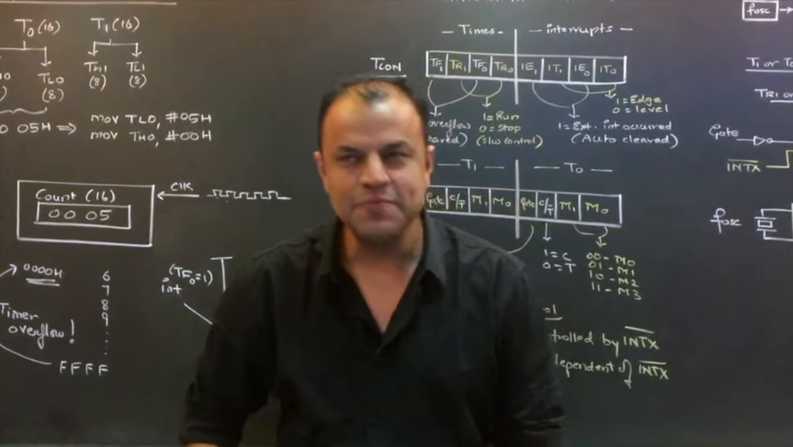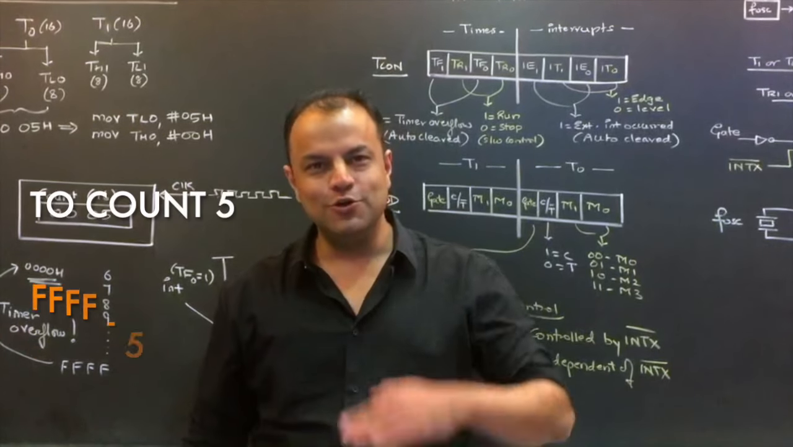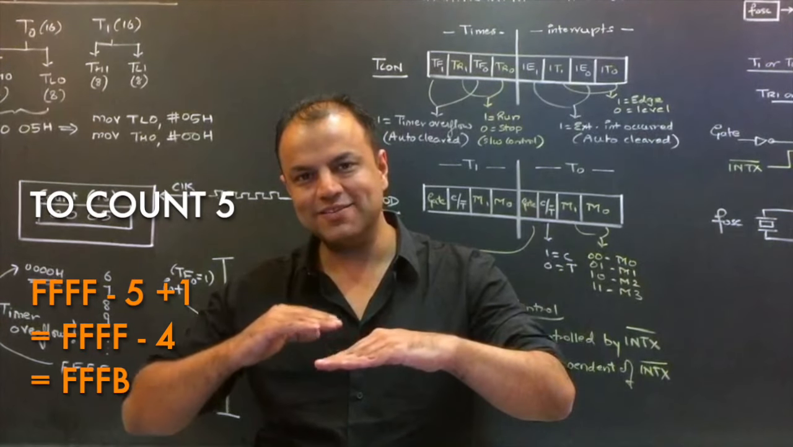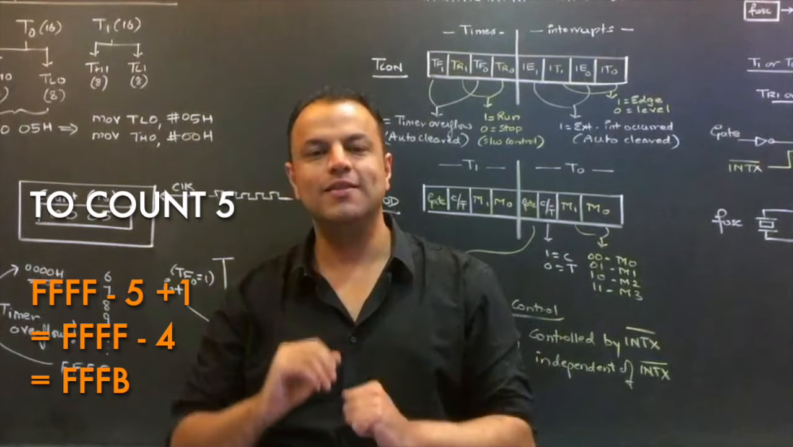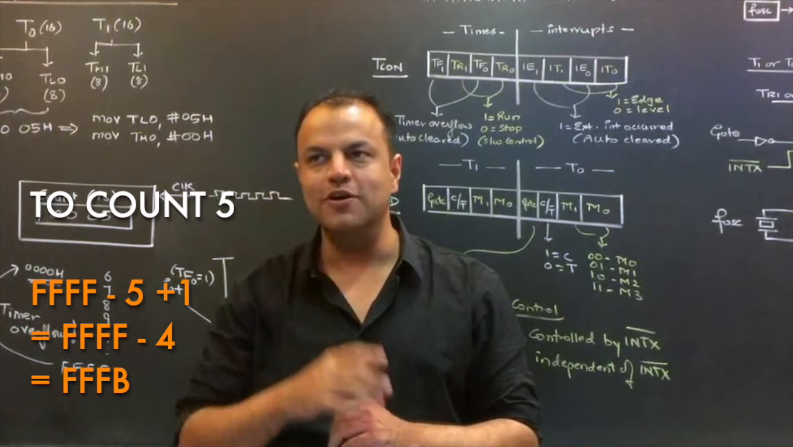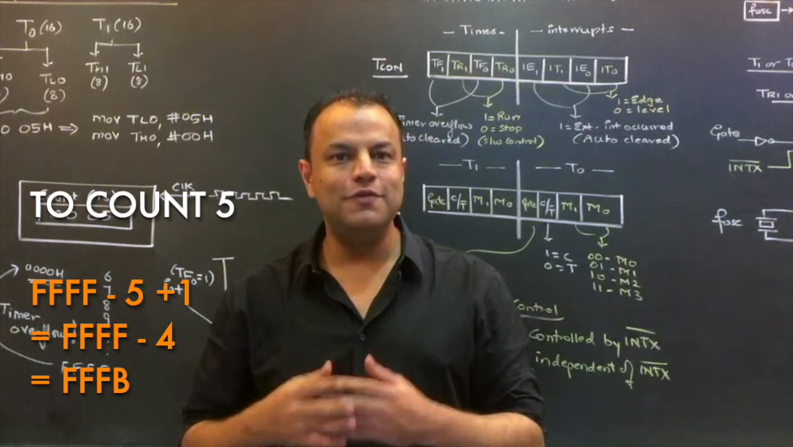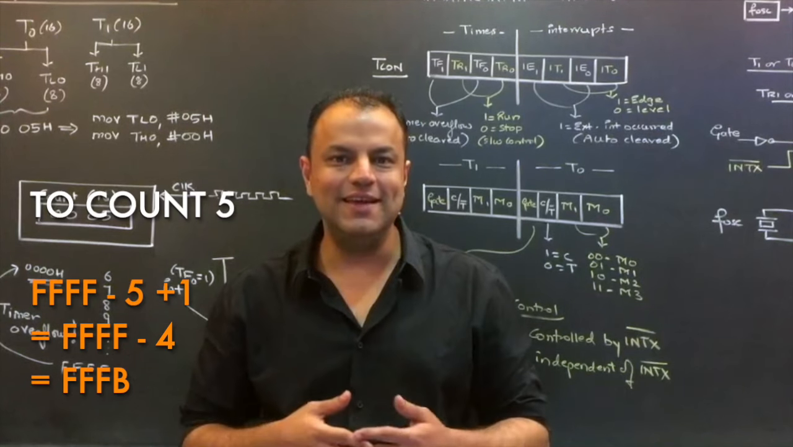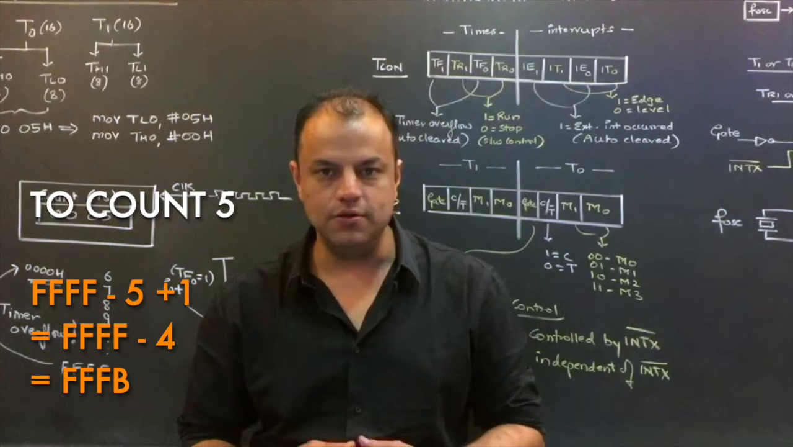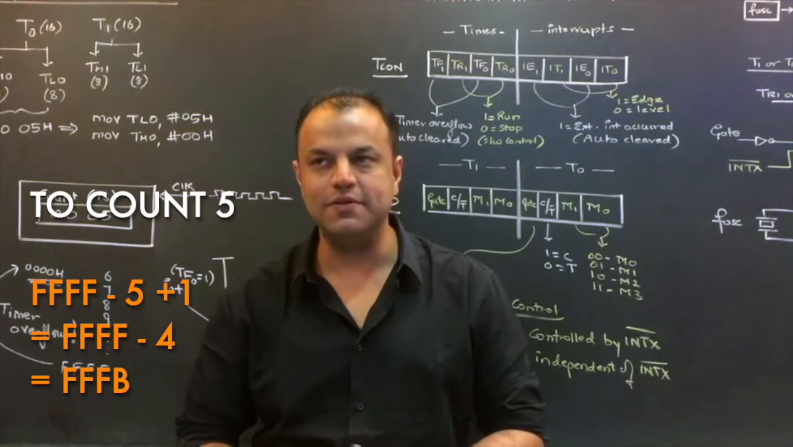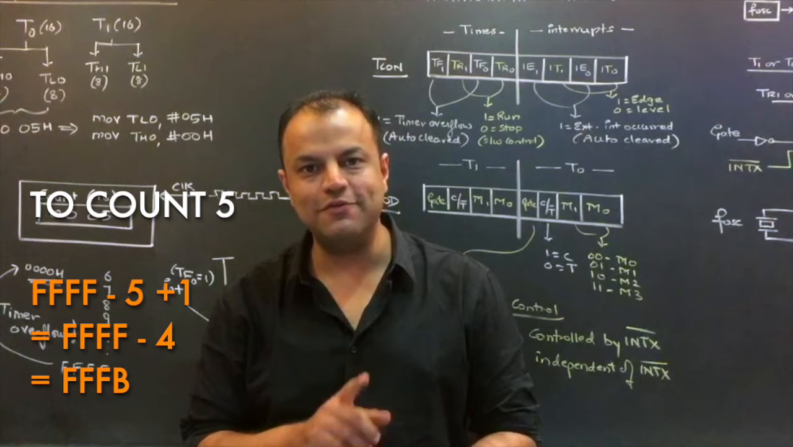I'll say this again. Suppose you want to count 5 pulses. You load FFFF minus 5 plus 1. That means FFFF minus 4. Now F is 15. 15 minus 4 is 11. 11 is B. You know A is 10, B is 11. That means you are loading FFFB.